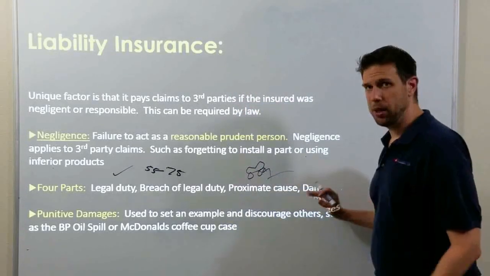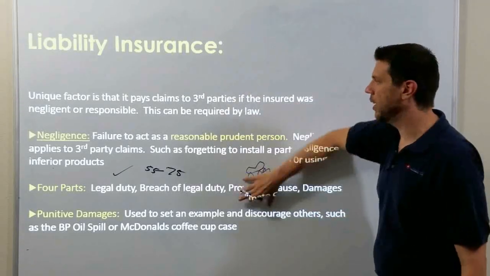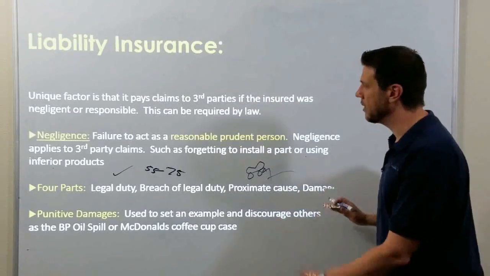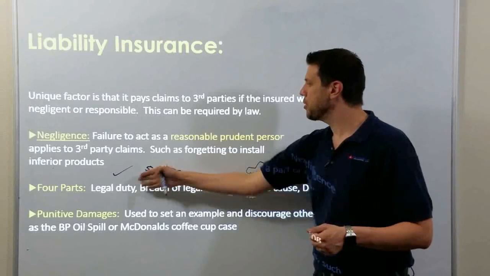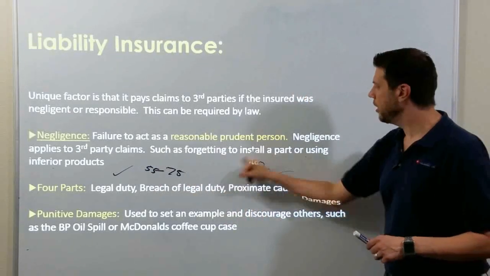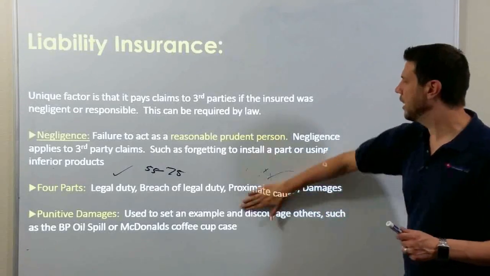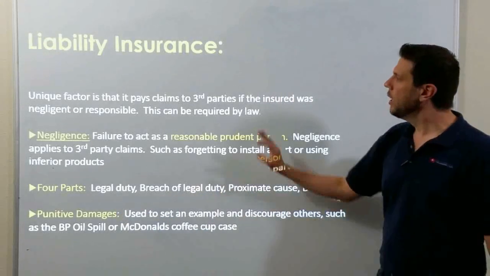Now that you have the 4 parts, you've met the negligence, so you are now liable for any damages that happened during that accident. So legal duty is, were you supposed to act? Breach of legal duty, did you fail to act? Proximate cause, are you the initial reason? Yes. Damages, yes. Now the customer or the person injured can sue you.